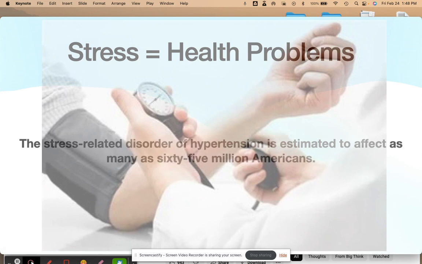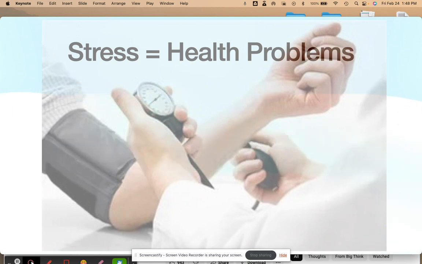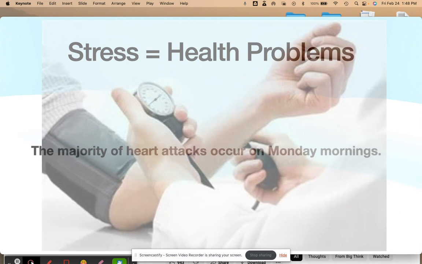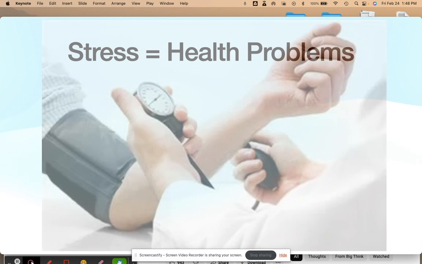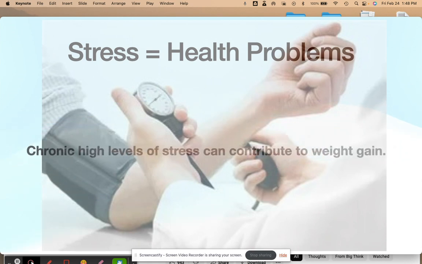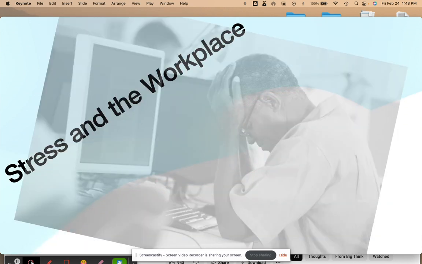Stress-related disorder of hypertension is estimated to affect as many as 65 million people. The majority of heart attacks occur on Monday mornings. Research shows that stress plays a role in osteoporosis in women. Chronic high levels of stress can contribute to weight gain. Stress also has major effects in the workplace.